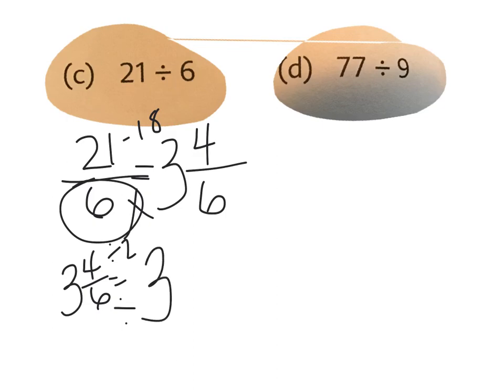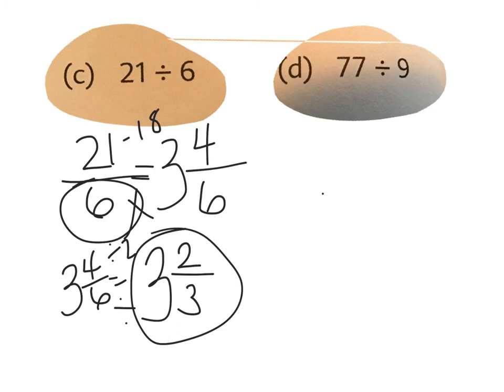3 and 3/6 can be reduced because 3 goes into both of them. So it's going to be 3. Don't forget to put the whole number. 3 goes into 3 1 time. 3 goes into 6 2 times. Here's the final answer. Last but not least, 77 divided by 9.